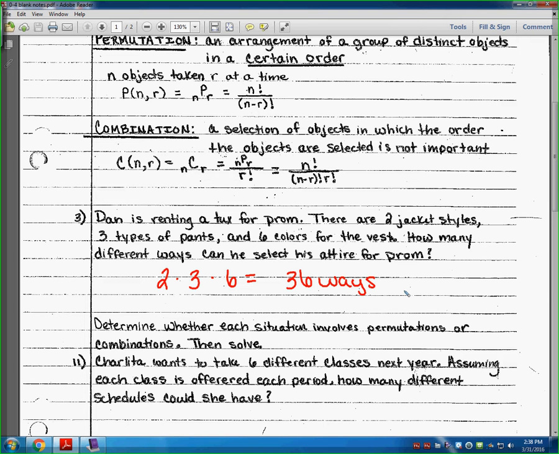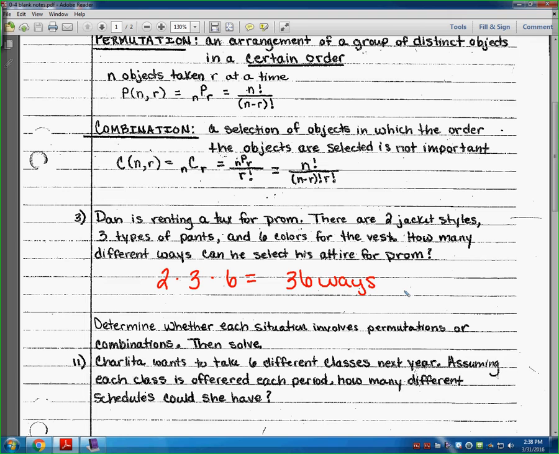The next question, determine whether each situation involves permutation or combination. It's very important that you decide that first because that depends on what button you're going to push on your calculator. Then we're going to actually solve it, okay? Charlita wants to take 6 different classes next year. Assuming each class is offered each period, how many different schedules could she have?